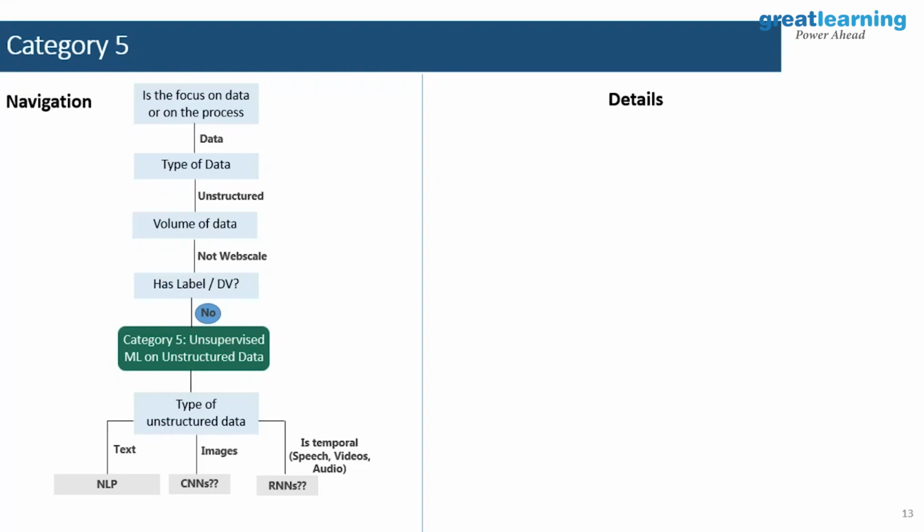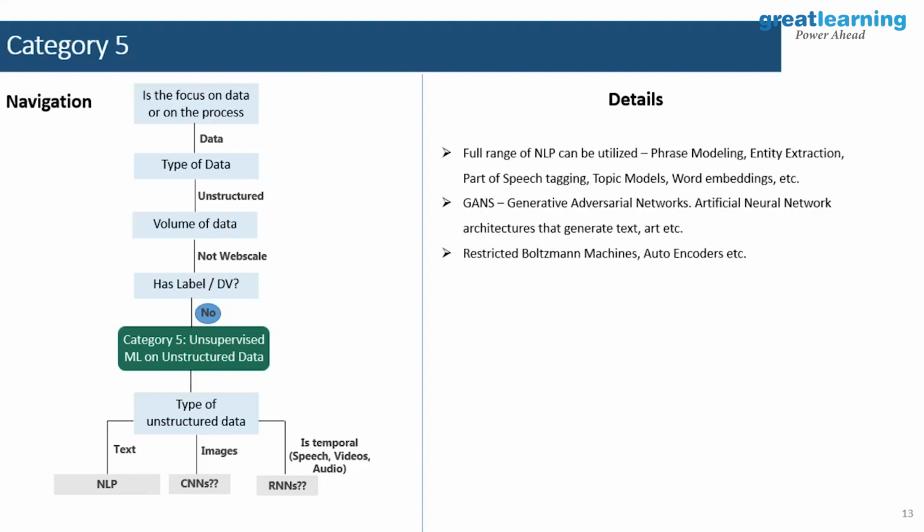You have a bunch of text, can you divide it into specific topics, right? The full range of NLP can be utilized, what you saw on the previous slide, right? Part of speech tagging, topic models, word embeddings and things like that. There is something called GANs, right? These are all generative networks. There are also neural networks that generate new things.